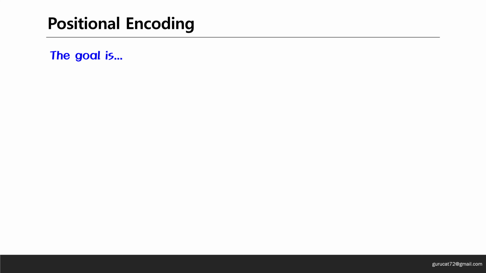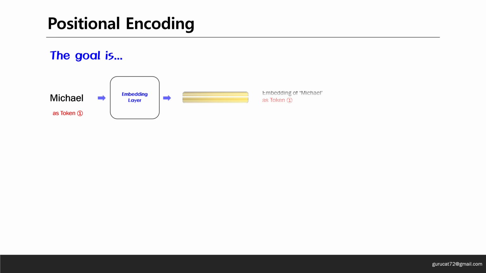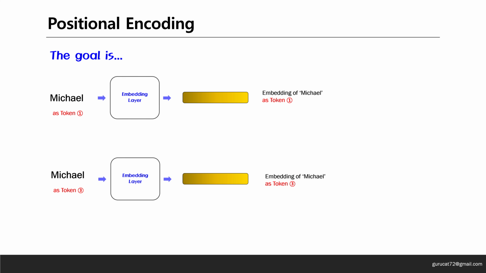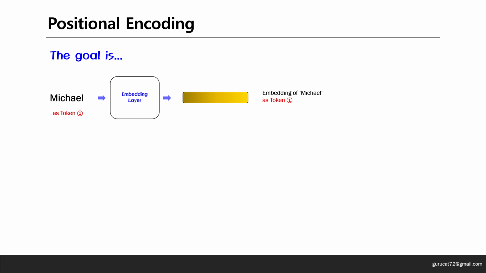Alright, so what's the goal here? What are we actually trying to achieve? Look at this. Michael as token 1 goes through the embedding layer and we get this yellow embedding. Now, same word Michael, but as token 3 goes through the same embedding layer and we get the same yellow embedding? No. This is the problem. If Michael at position 1 and Michael at position 3 produce the same embedding, the transformer can't tell them apart. It's like having identical twins with no name tags. We need different embeddings for different positions. That's the whole point.